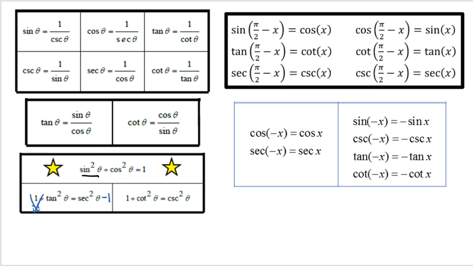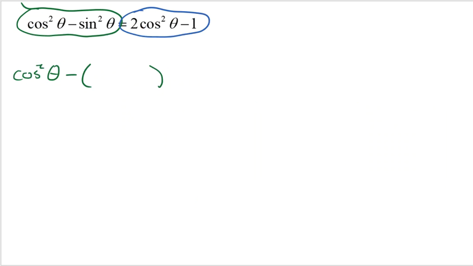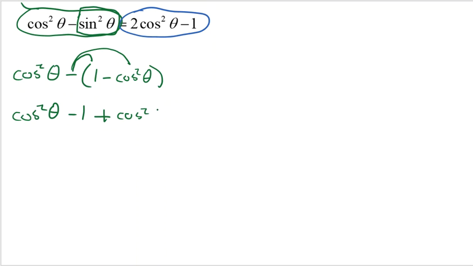So I'm going to go back to the problem here. And what I'm going to do is replace the sine squared with 1 minus cosine squared. Now you got to be careful because I'm replacing a single term, sine squared, with a binomial, 1 minus cosine squared. So my next step would be distributing this minus sign. So I get cosine squared of theta minus 1 plus cosine squared of theta, again, because the negative times the negative is a positive.